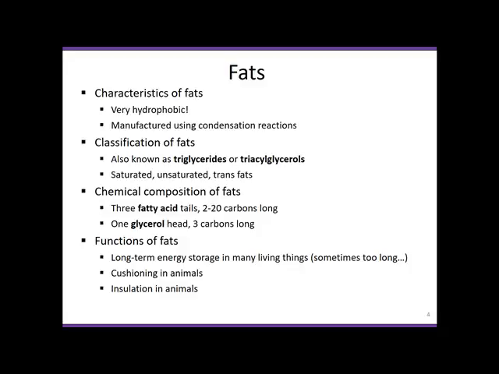Now, what do fats do? As we just said, they're for long-term energy storage in many living things. Sometimes way too long. Fats can stick around for years, as some of us well know. Remember we talked about glycogen in animals and how that sticks around just for 20 minutes? Well, you go through all of your glycogen on a daily basis. You don't go through all of your fat on a daily basis.